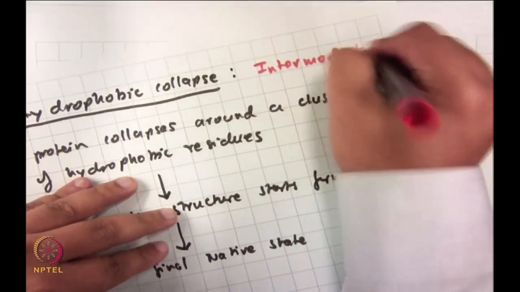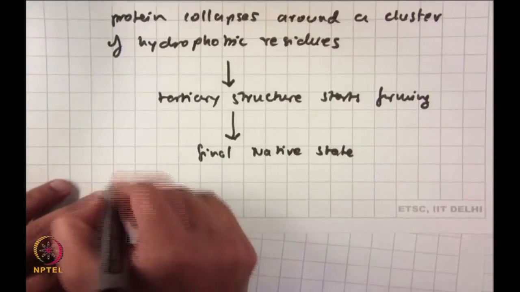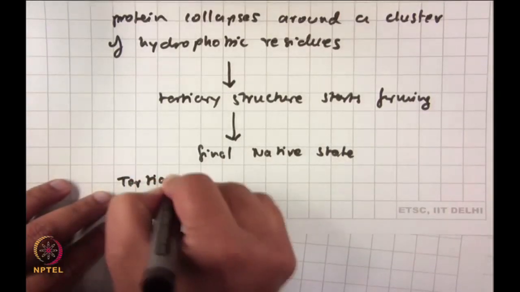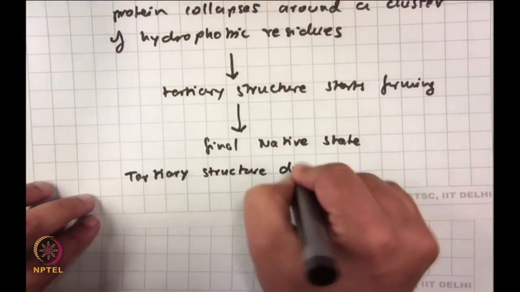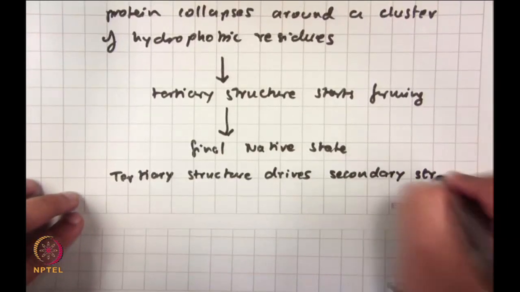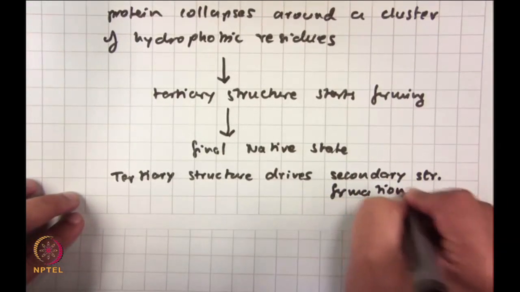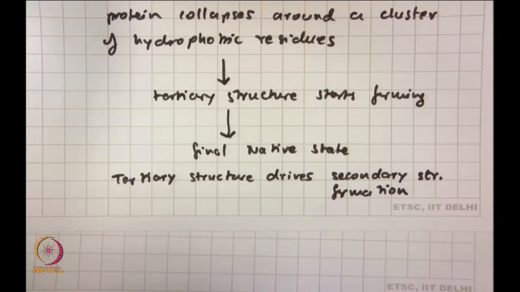An intermediate, this is important, and the difference is tertiary structure drives secondary structure formation. Okay. Tertiary structure drives secondary structure formation. This is a huge difference from that of the nucleation model. Okay. So, the first and third ones, they go through intermediates, the second one is not going to go through an intermediate, right.